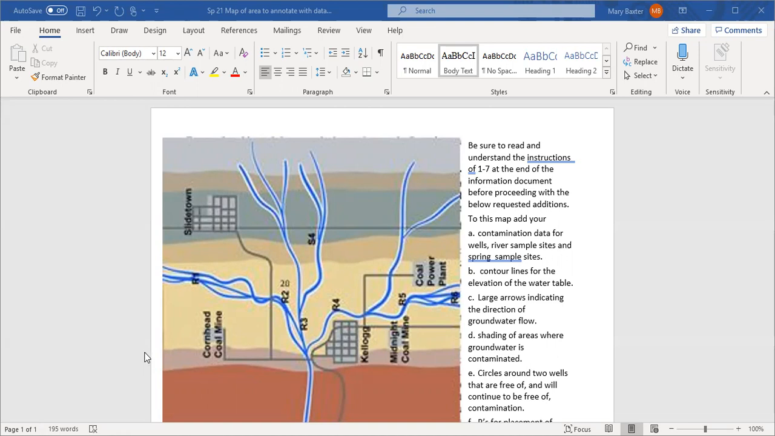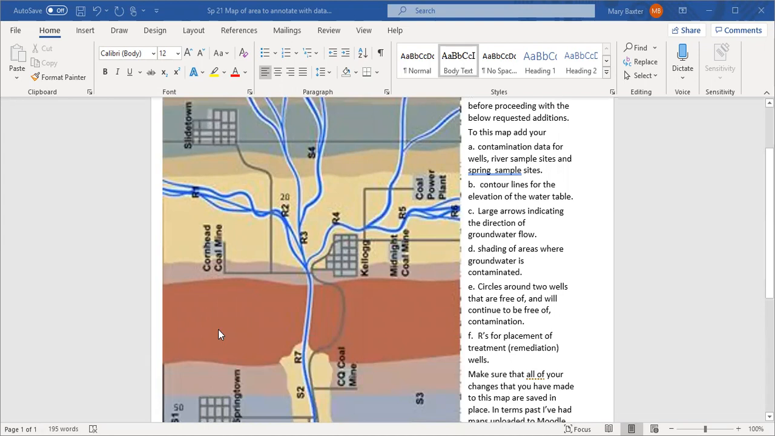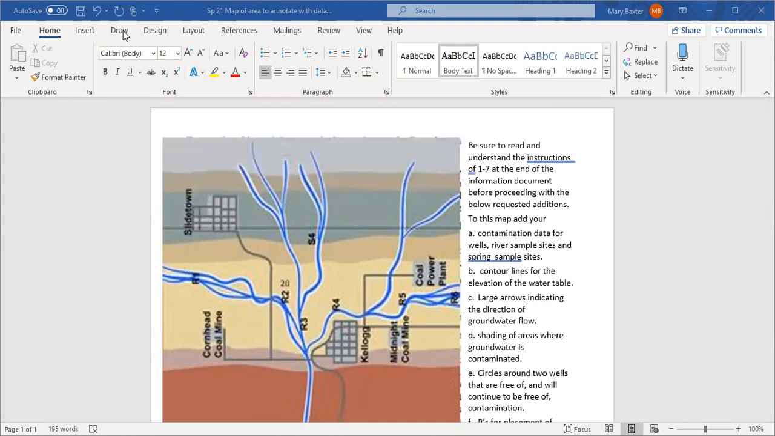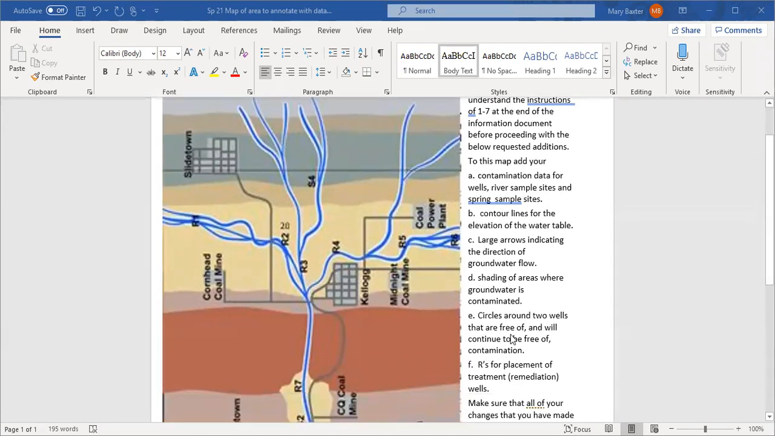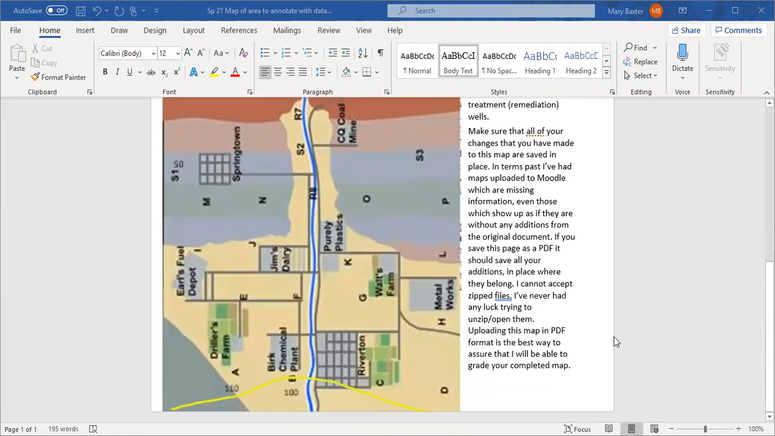So I'm giving you the map in Word format. You can use Draw. If you're in Word, there's a tool up here that says Draw. And maybe your computer has a software program that you can add lines and dots and so on, numbers to a page like this. Whatever you need to do.